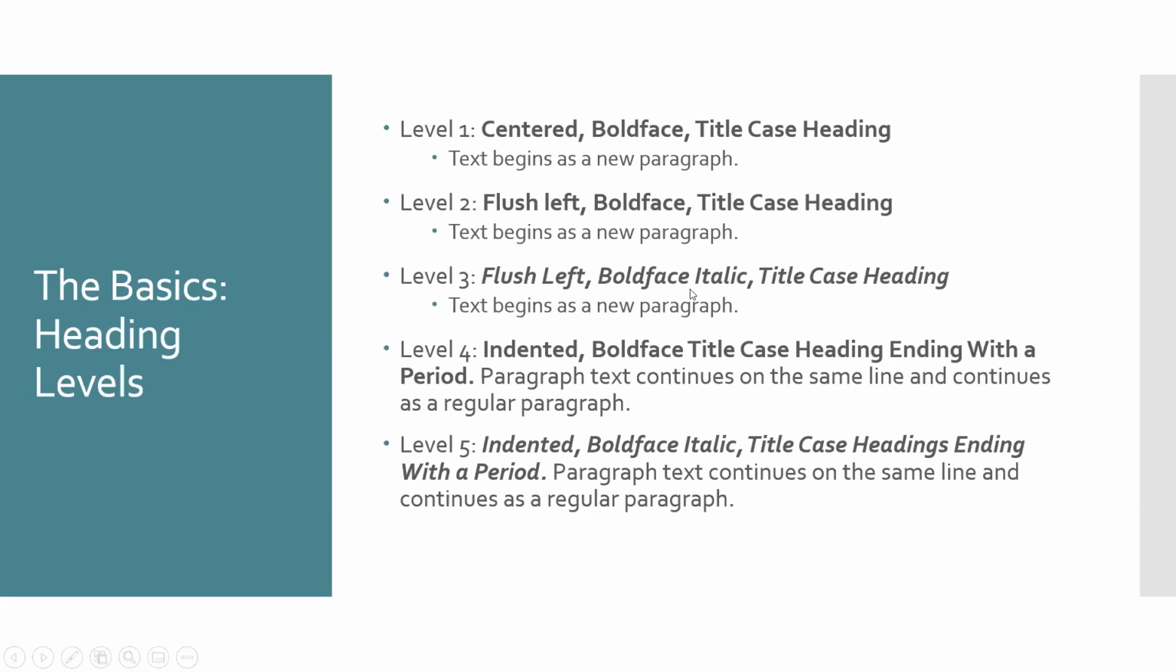Level 3, flush left this time, is going to be very similar to level 2, except this is going to be italicized and bold rather than just bold. And so level 3 headings are stuff like, if you want to write a heading that says assumption checks, or a heading that says Chromebox alpha, these are going to be the headings. So we're going to get a little bit more specific within level 2. Again, the text begins as a new paragraph. So you're going to press enter, tab, and then start writing.